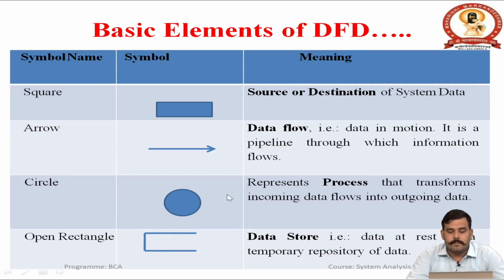A circle represents a process that transforms incoming data flows into outgoing data. An open rectangle is used for the data storage, data at rest, or a temporary repository of the data where data is stored in the system.